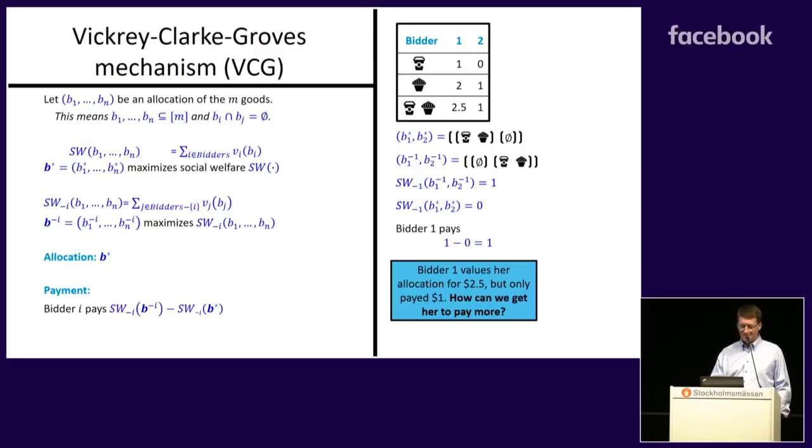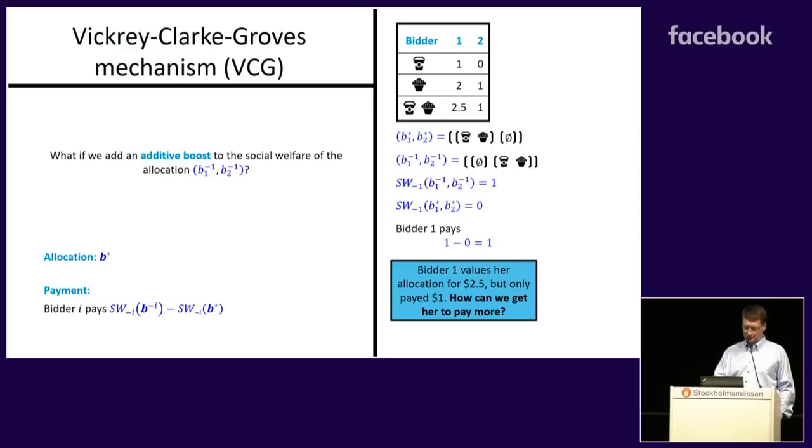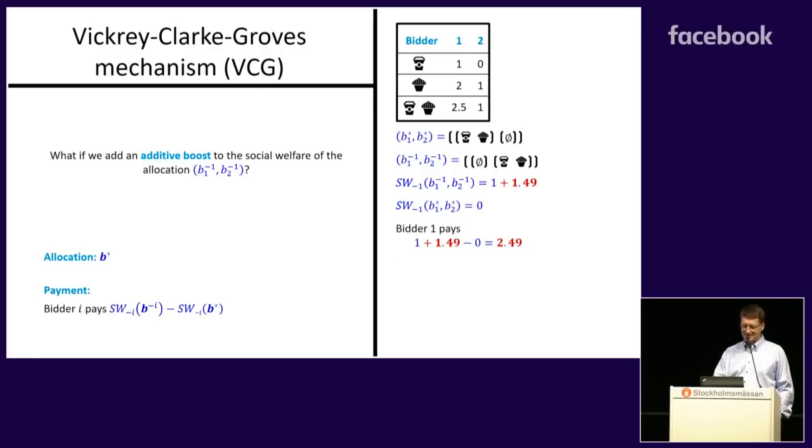So what can you do? Well, what if you made an additive boost to the social welfare of the allocation that would happen if bidder 1 had stayed home? And let's call that, in the red, 1.49. So we give an additive boost to the social welfare of the others if bidder 1 had stayed at home. So now bidder 1 pays 1 plus 1.49 minus 0, which is 2.49, almost a full 2.5. Okay. So we're now somehow tweaking the VCG mechanism to make bidder 1 pay more.